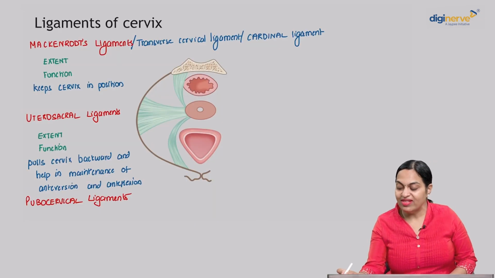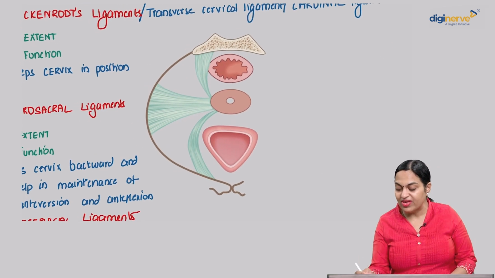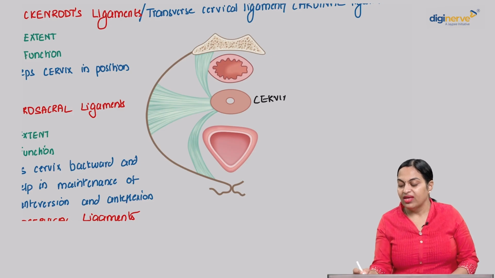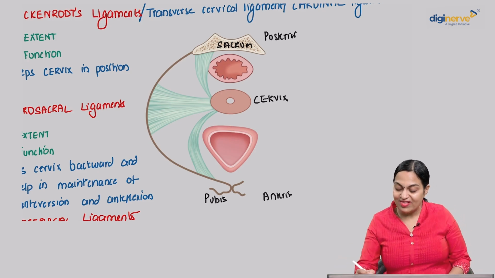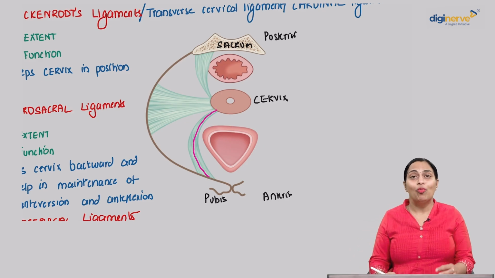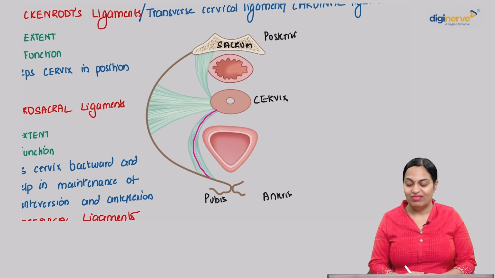Now come on, let's learn the ligaments of cervix. So where is the cervix here? This is the cervix and this is the sacrum. So this is posterior and this is pubis. So this is going to be anterior. This ligament you see here from the pubis to the cervix, pubocervical ligament, a pair of pubocervical ligament.